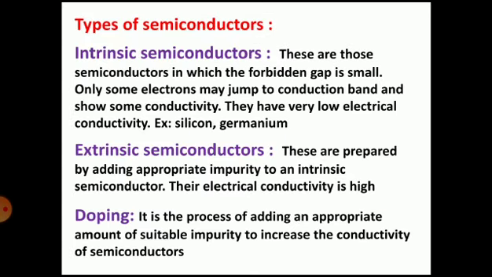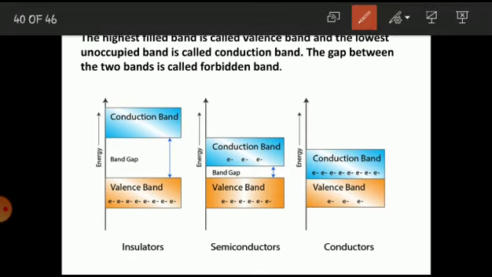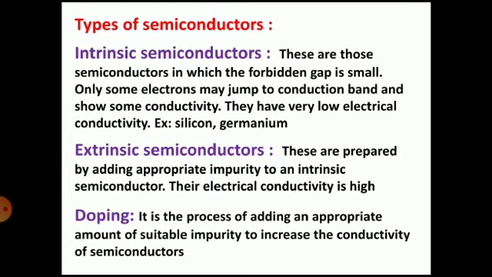Second one, extrinsic semiconductor. These are prepared by adding appropriate impurity to an intrinsic semiconductor. Their electrical conductivity is high. As we said just now, in an intrinsic semiconductor very few electrons shift from the valence band to the conduction band and it shows very low conductivity because of this narrow gap. But if you place an impurity in that, the conductivity of intrinsic semiconductor will increase by adding an impurity, and such type of semiconductors are called extrinsic semiconductor.